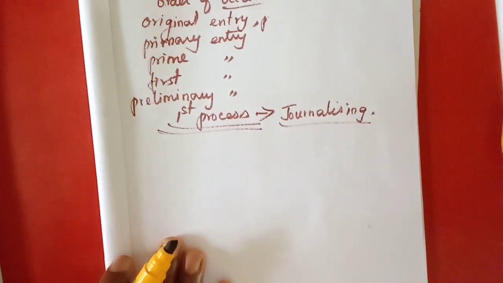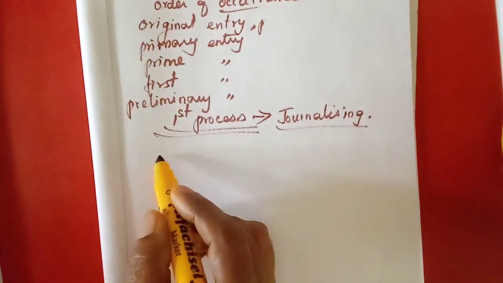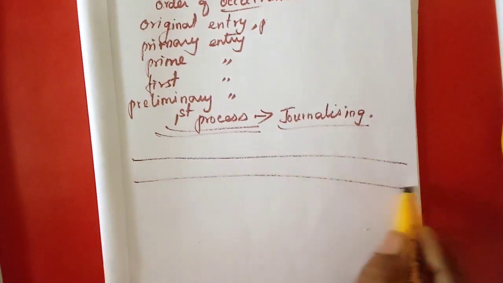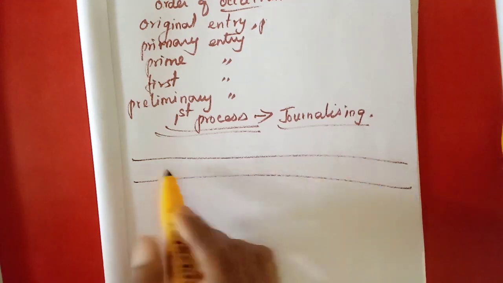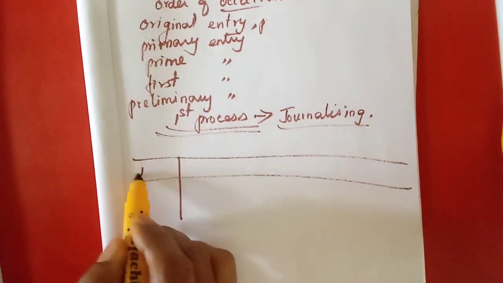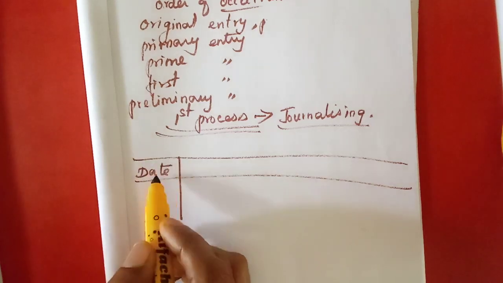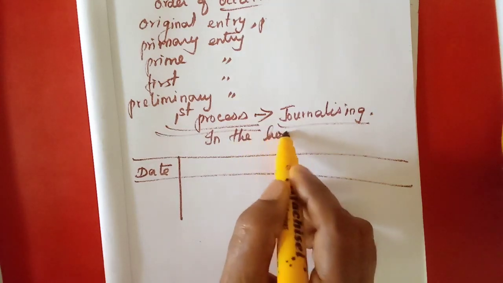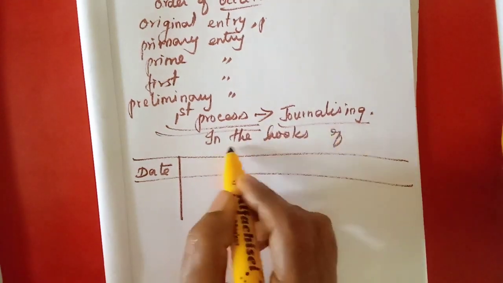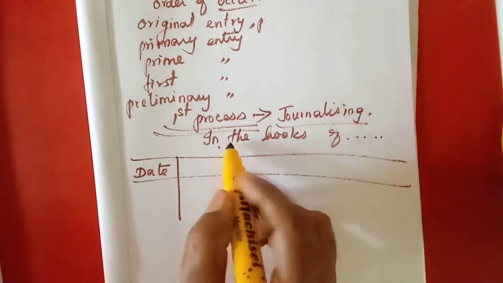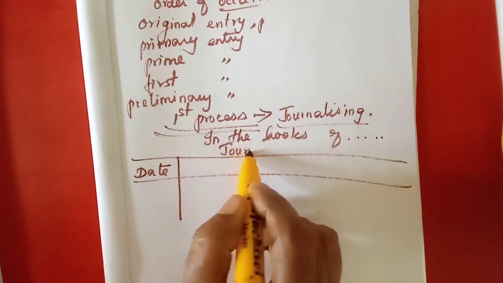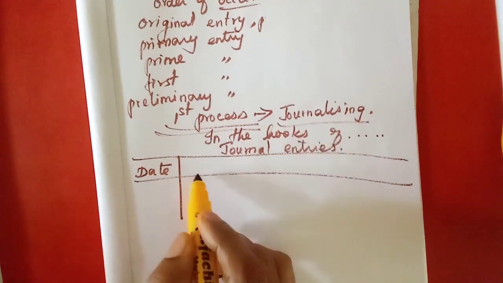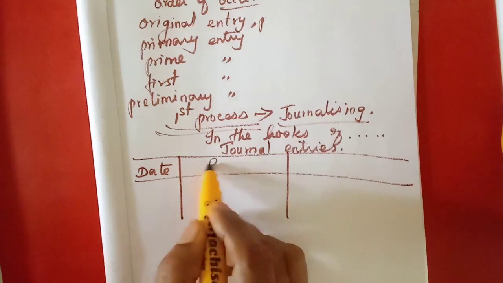We will write the journal entries in a book. There we need to divide that page into 5 columns. Okay, the first one is the date column. Here we will write the heading, in the books of, then the name we will write. Okay, then journal entries we have to write. Okay, then date, then particulars.